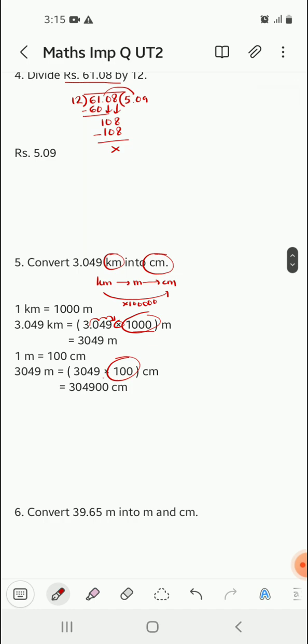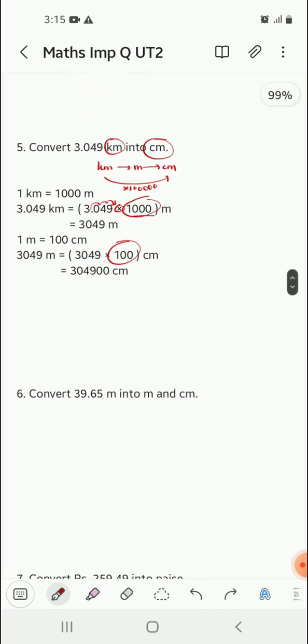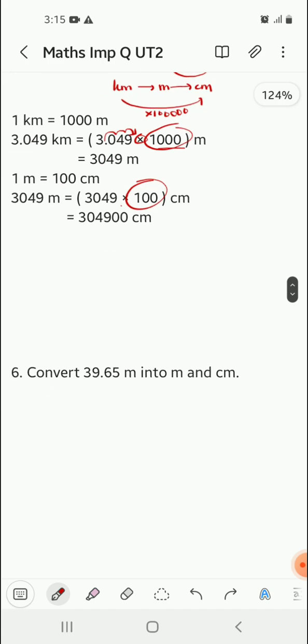Moving on to the next question. This way also the answer will be the same. Next question. Convert 39.65 meter into meter and centimeter.